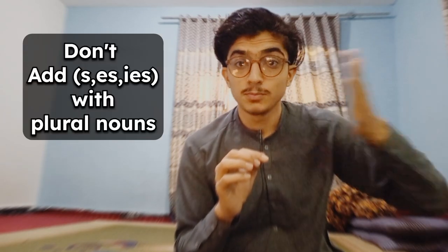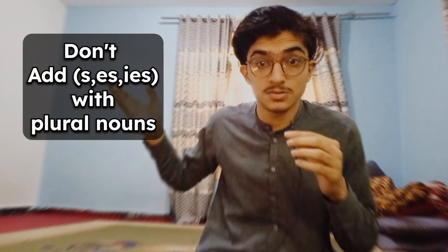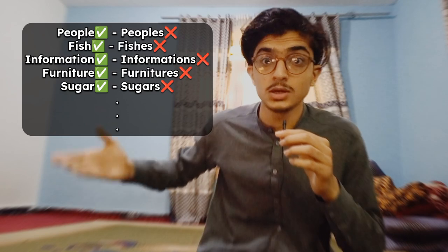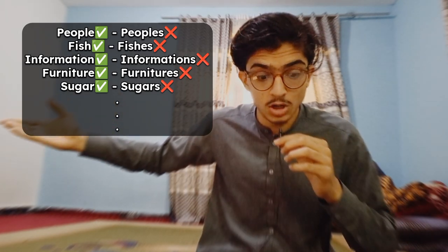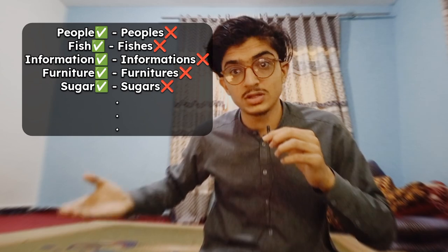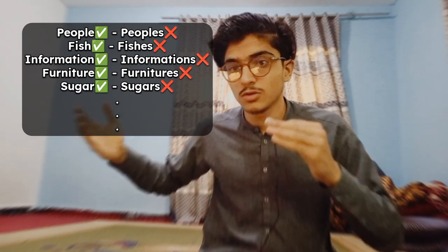And here you have to also remember tip number four, that is avoid stupid writing mistakes. What I mean by that, I have seen lots of people adding s or es to plural nouns. For example, people is a plural noun, but I've seen lots of people using peoples instead of people. Or for the plural of fish, it's fish, but they're using fishes.